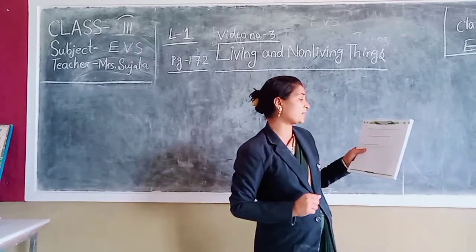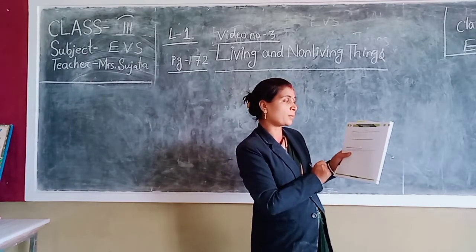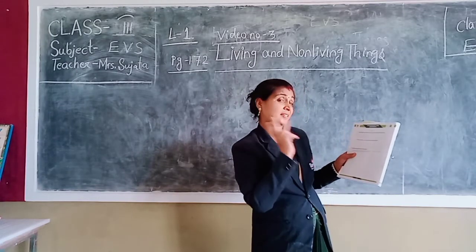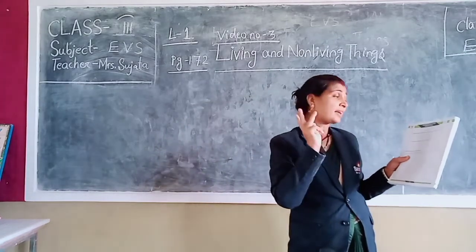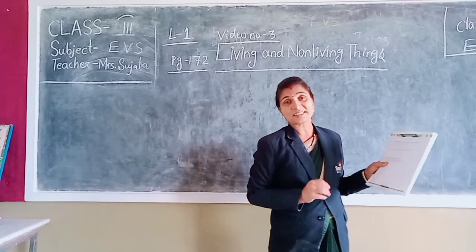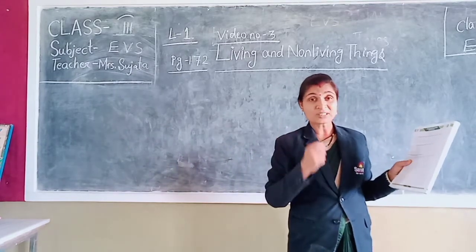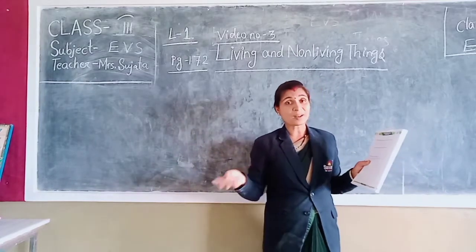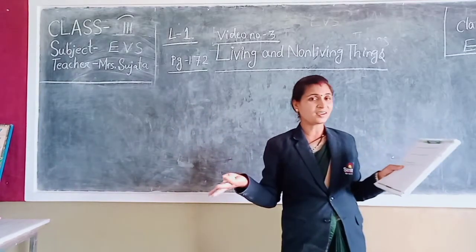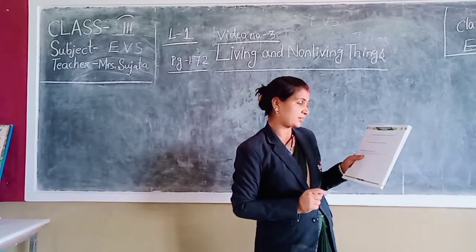Now activity part. List 3 things required by green plants to make their own food. 3 things which are required by green plants to make their own food. I told already photosynthesis. What they need to make their own food in the process of photosynthesis. What do the plants need? Air, water and sunlight. That much. So these 3 you have to write here.